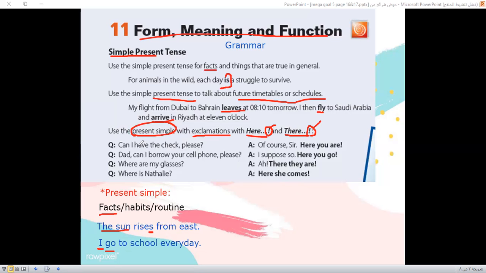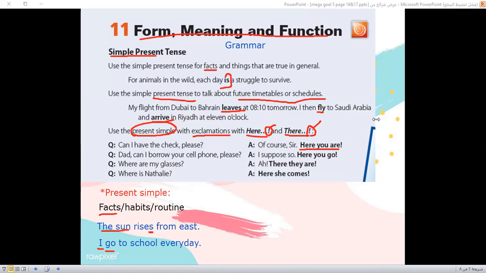For example, can I have the check, please? And the answer, of course, sir. Here you are. You see, here, and then the present simple is you are. He didn't say you were. He said you are, and this is in the present simple. Do you know the meaning of this phrase when someone says here you are? In movies, how do they translate this phrase?